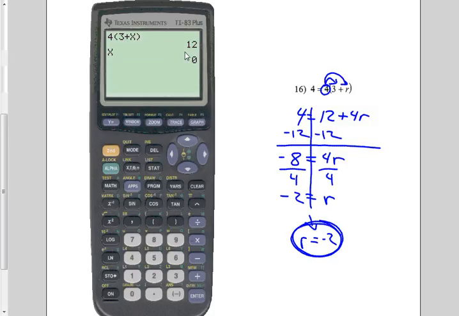So we can't put a variable in the calculator. But what we can do is 4 times 3 and then do substitution. Instead of r or x, we're going to plug in negative 2. And when you do this, always use parentheses like this. Now when I hit enter, if my equation is correct, I'm going to get 4 as my answer. And I did, so I know for sure that's the correct answer. That's a real good trick, so we can do substitution on our calculator.